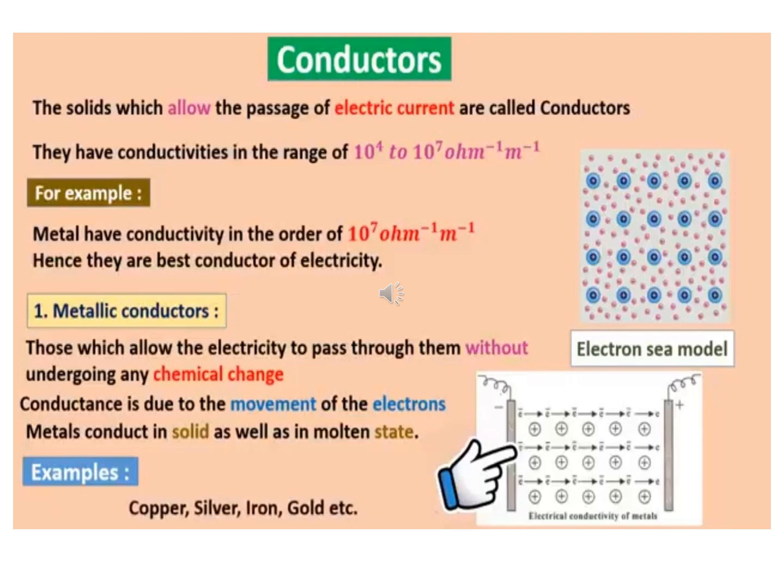So this conductance in metals is due to the free movement of electrons, and this is without any chemical change. Examples of metallic conductors are copper, silver, iron and gold, etc.